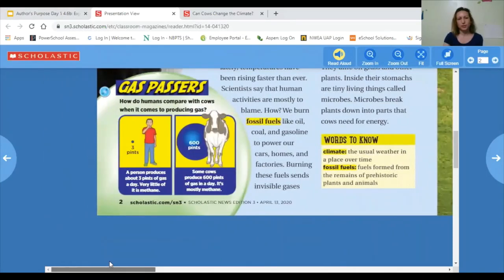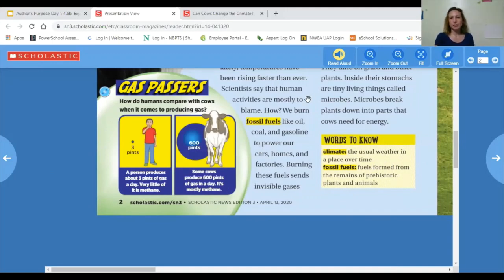Let's look at one more part of this article. Here is another graphic, Gas Passers. How do humans compare with cows when it comes to producing gas? So here it has a person, it says 3 pints. A person produces about 3 pints of gas a day. Very little of it is methane. Here it's got a cow with 600 pints. Some cows produce 600 pints of gas in a day. It's mostly methane. Those are both facts. Scientists have proven that information. So this must be written to inform.